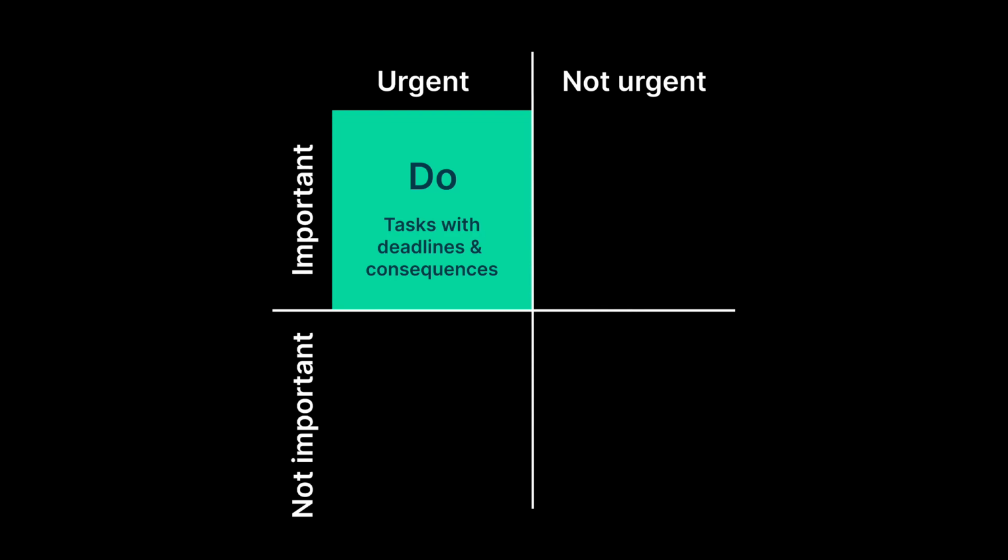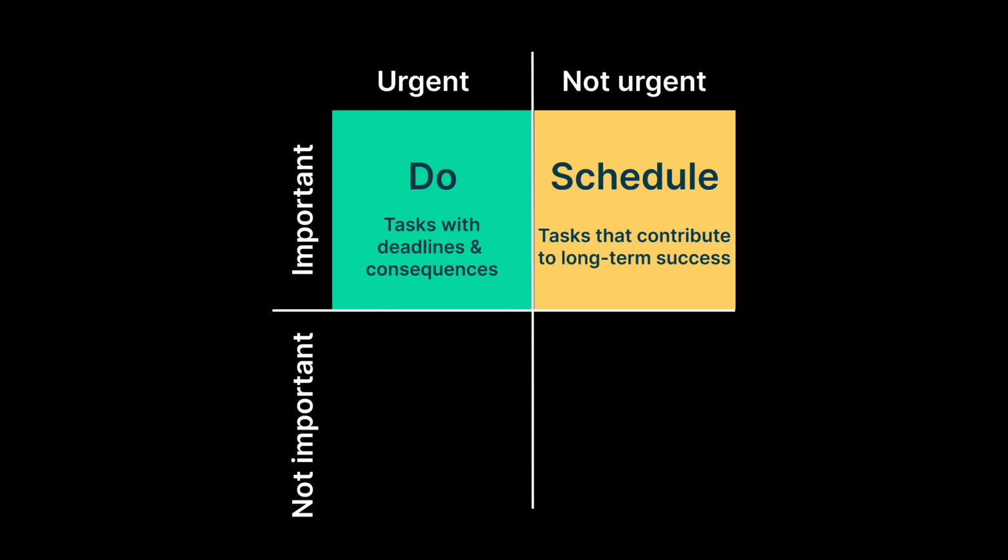If the task is important and urgent, you need to do it. These are the tasks that you want to do as soon as possible. If you postpone it, there might be negative consequences. If the task is important but not urgent, schedule it. Find the time for these tasks and do them then. This quadrant is typically for tasks that contribute to long-term goals.